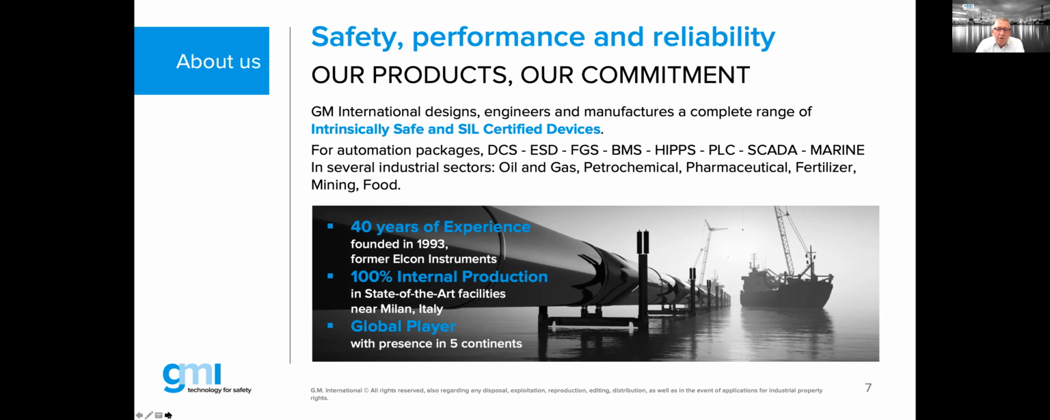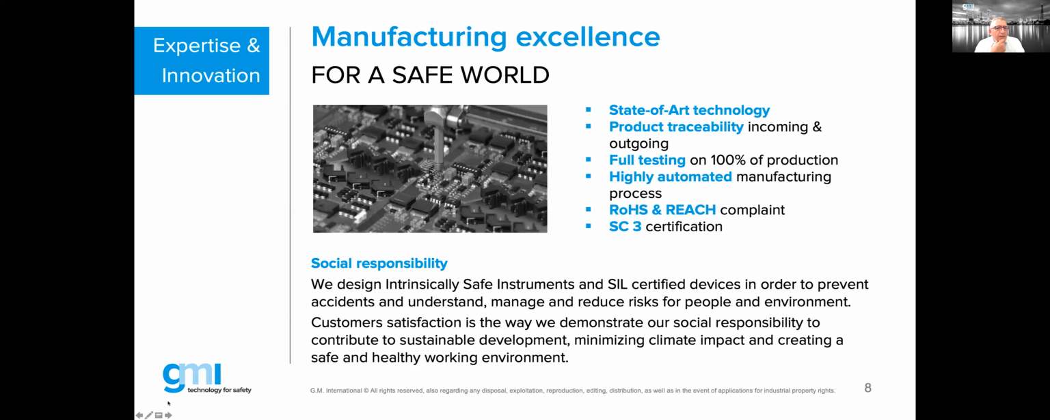You find GMI products in many automation packages, ranging from DCS to marine, to BMS, HIPS, and so on. GMI has 40 years of experience, and we have a headquarters here in Italy, not far from Milano, where we do all research and development as well as all production of our products. Of course, we are in Italy, but as a main headquarters, we are present worldwide.